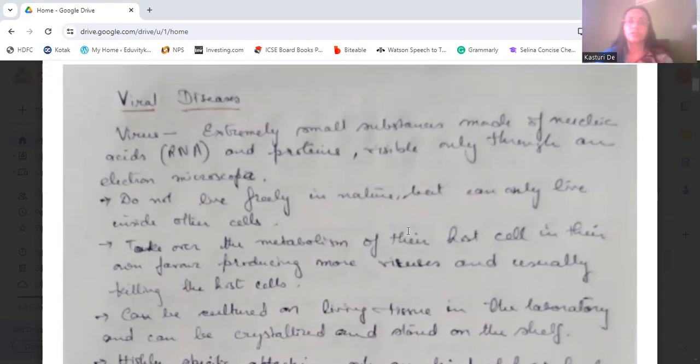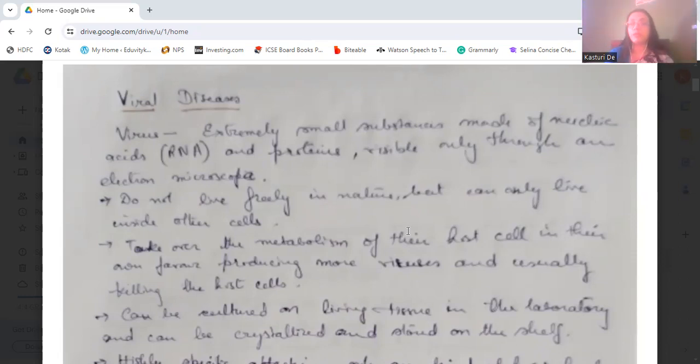So we have come to the viral disease. What is a virus? You should know that, then we'll come to the viral disease. Viruses are extremely small substances which are made up of nucleic acid, that is RNA, ribonucleic acid, and proteins.